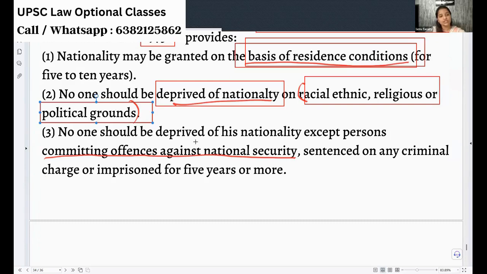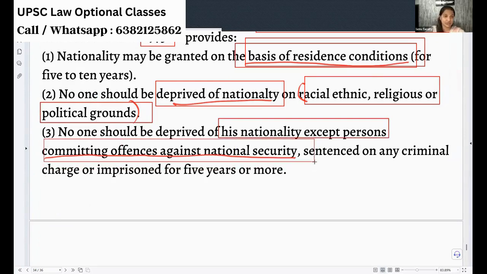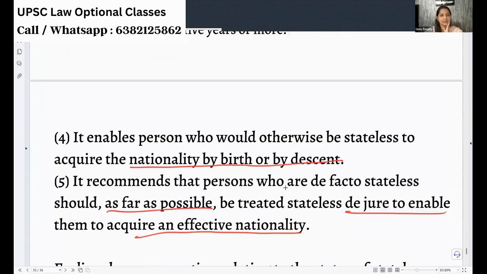Now, no one should be deprived of nationality except a person who is committing a serious offense against national security. We talk about deprivation, right? Removing, stripping of the nationality. You cannot strip off nationality simply for some reason. If they are committing a serious, violent crime against national security, then you can surely do that. So that is given here.